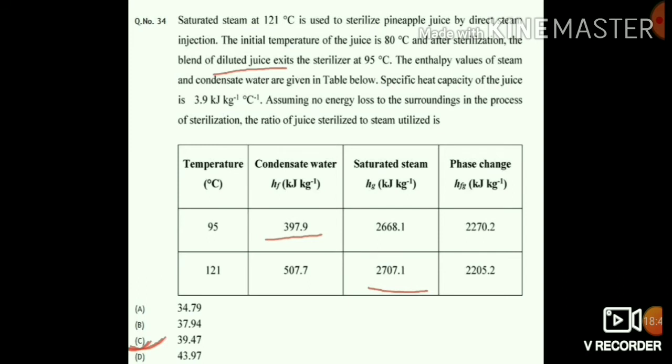And you also see here that it is diluted juice, means the stream is not present in its vapor form, it has converted to liquid form. So the final stream is present at 95 degree temperature and in the form of liquid. So we should consider the H2 value as in the first, 397.9 kilojoule per kg, which is given in the first row and first column.